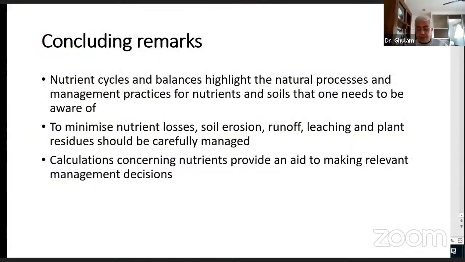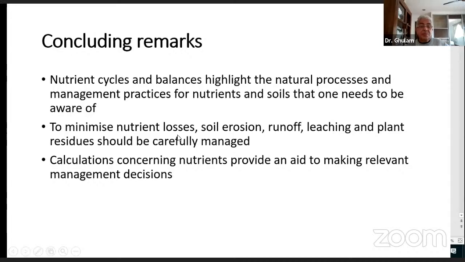And I think I should end here, and I should say that we need to be aware of all the natural processes that occur in the nutrient cycle, if you can call it a cycle. And then we know what is actually happening in the ground, what we can do to improve the situation.